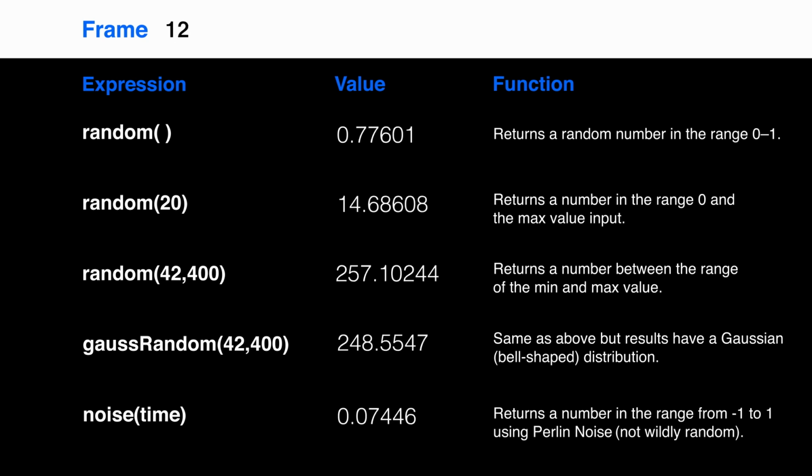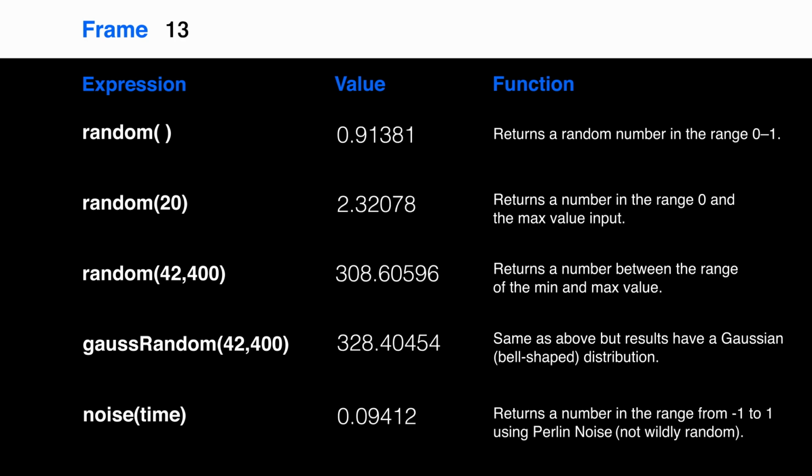Gaussian random does the same thing, but it has a Gaussian distribution. What this means is that 90% of the result will be within that range, and 10% of the result will be outside this range. And last but not least, we have noise. Again, it's very clear cut. It's just going to generate a random value between negative 1 and 1, using Perlin noise, which means to say that your result will be random, but it's not crazily random.